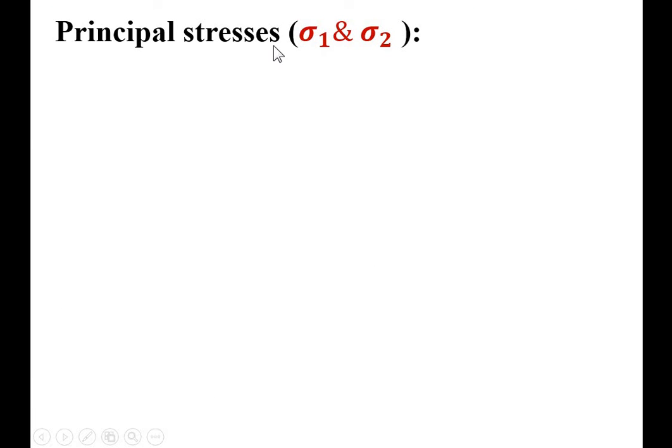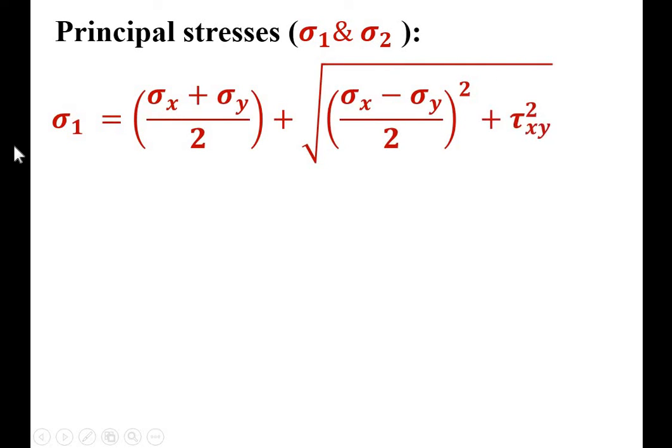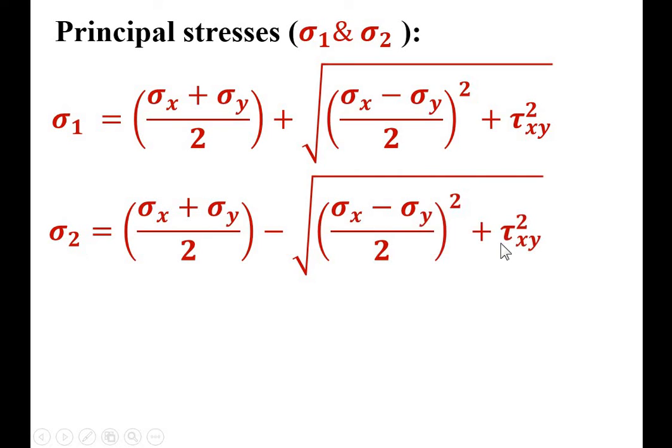So before starting the problem, some of the important formulae that you should remember. For the principal stresses, there are two principal stresses: sigma 1, that is the major principal stress, and sigma 2, the minor principal stress. So that you have to remember. Here the only change is the plus and minus sign. This is the major principal stress, and that's why it should be add. And here it is the minor principal stress, that's why it should be minus, because you know that sigma 1 is greater than sigma 2.